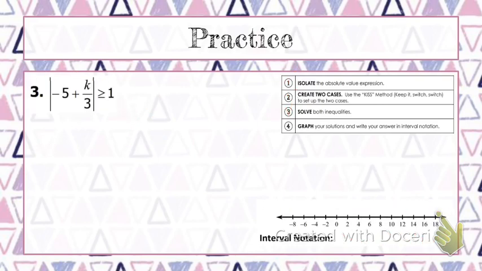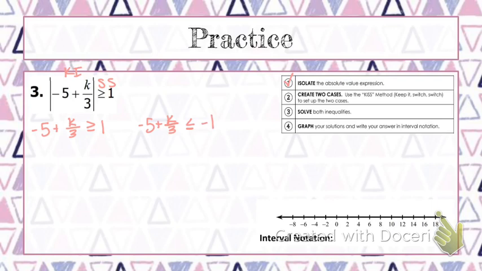Okay, let's try number 3. Again, number 3 has already isolated the absolute value expression for us, but now we'll create 2 cases. So the first one stays exactly the same, but without the absolute value bars. And the second one, we keep it, switch, switch. So we're going to keep negative 5 plus k over 3. We're going to switch the inequality and switch the sign of the right side.